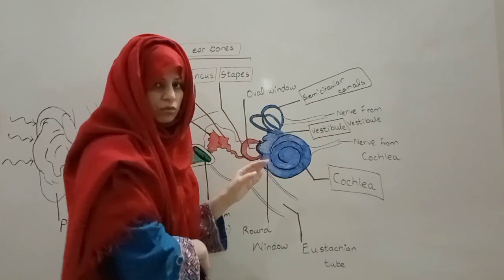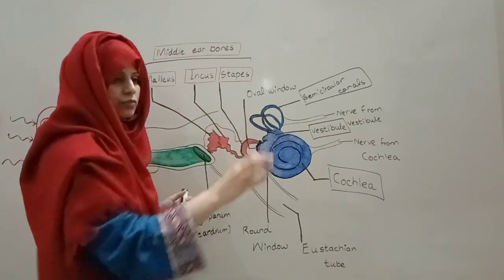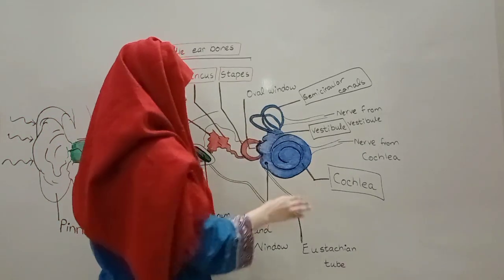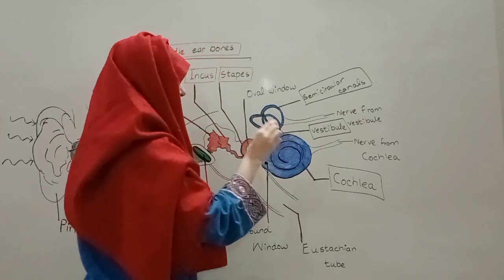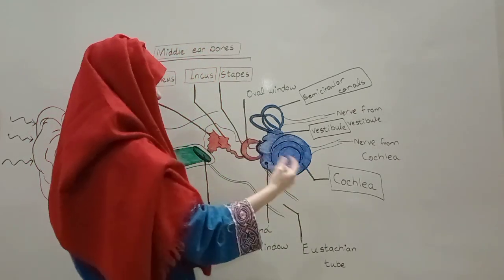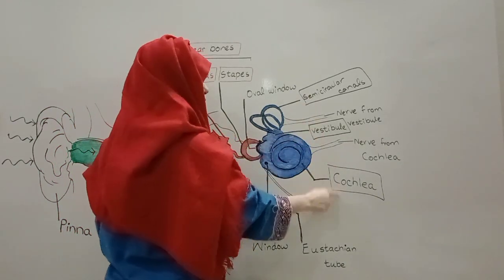I'm just telling you about the structure of the ear. I'm not discussing the function and the process of hearing. The last part is called the inner part of the ear. The inner ear consists of three parts: semicircular canals, vestibule, and the cochlea.